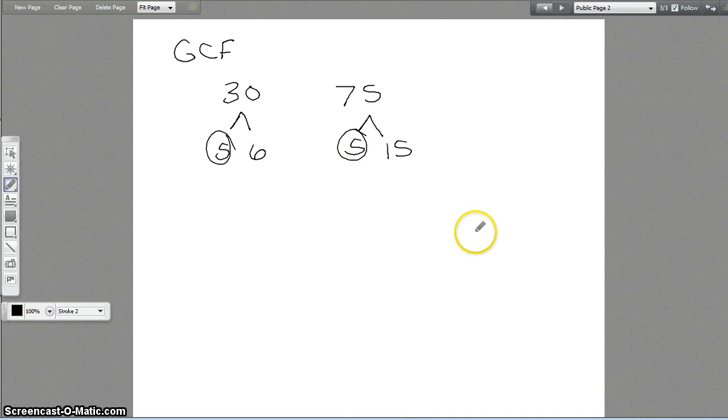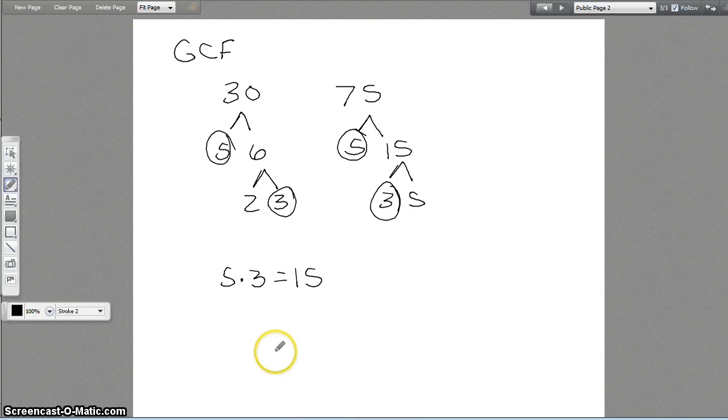But is that the greatest common factor? So we have to look at what's left here. 6 can be broken down into 2 times 3. 15 can be broken down into 3 times 5. Well, you see here we have a 3 in both of these. That means that 5 and 3 are both common factors for both numbers. So 5 times 3 is our greatest common factor, and that is 15. So 15 is our greatest common factor.